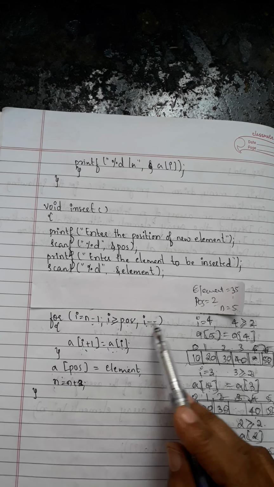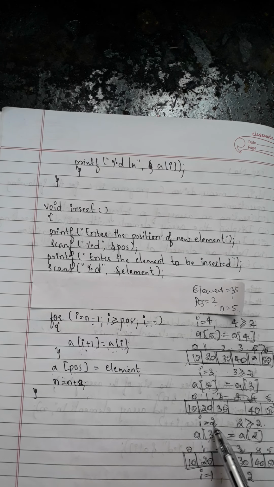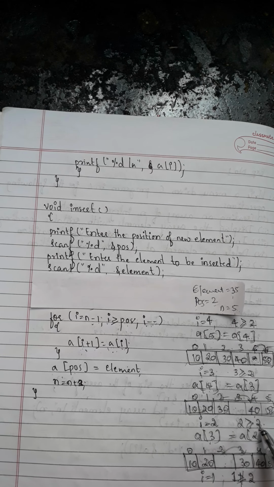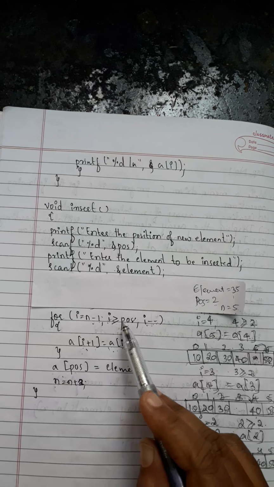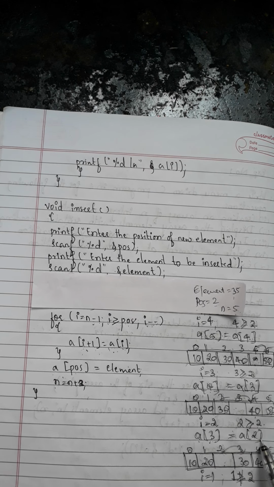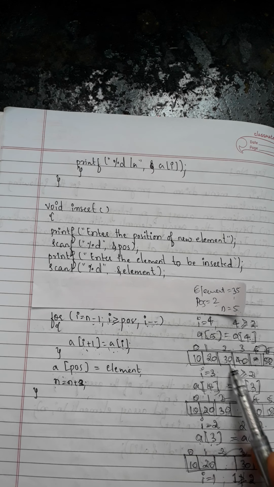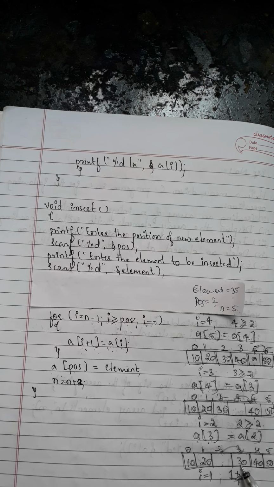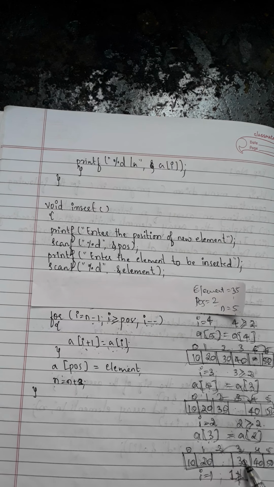Then i is decremented by 1, and i becomes 2. Then again it will check the condition. 2 is greater than or equal to 2. The condition is true, so again it will enter the for loop. A of 3 equal to A of 2. A of 2 is 30, and that should be moved to A of 3. So A of 2 is moved to A of 3. 30 is moved over here.